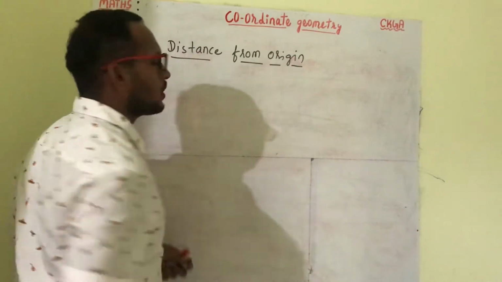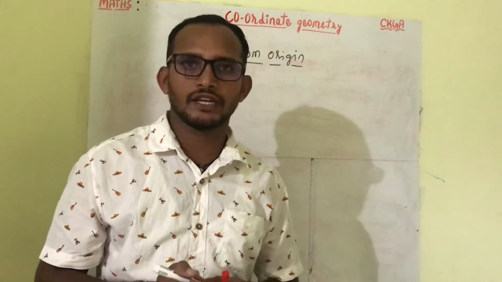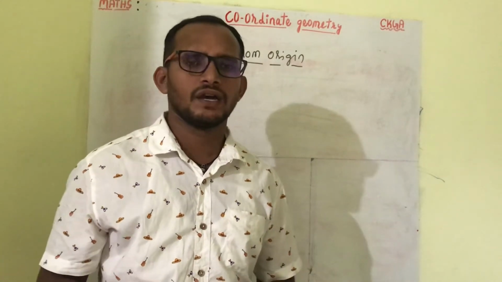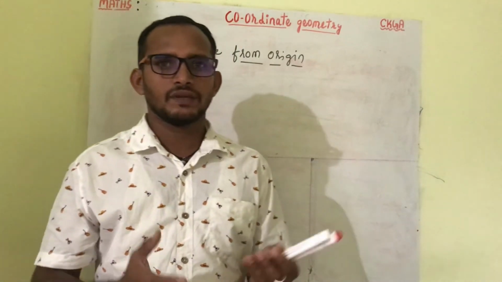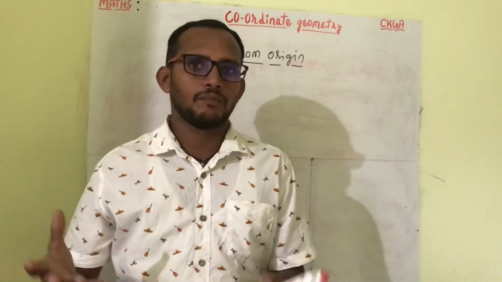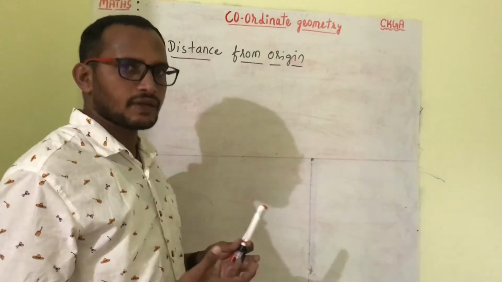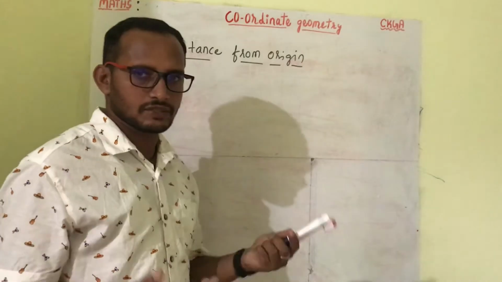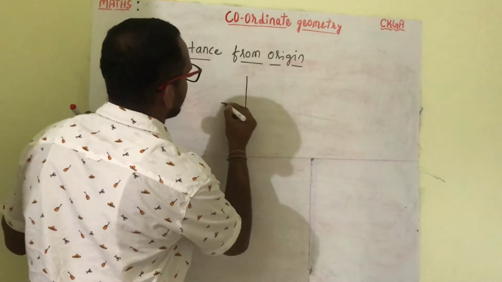So there will be one compulsory question asked in the annual examinations. Often this question will be asked: find the distance from origin for a given point on a plane. So how could you derive a formula to find the distance from origin? Let's draw a diagram related to this concept.